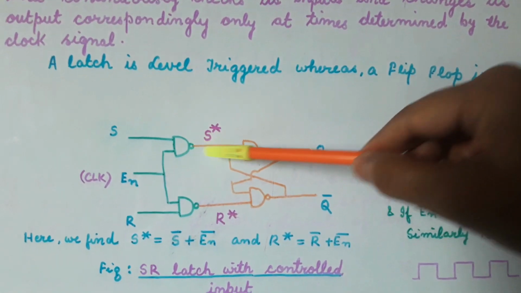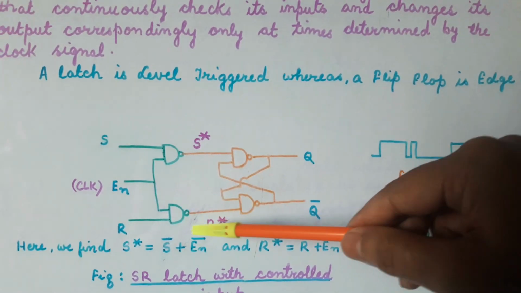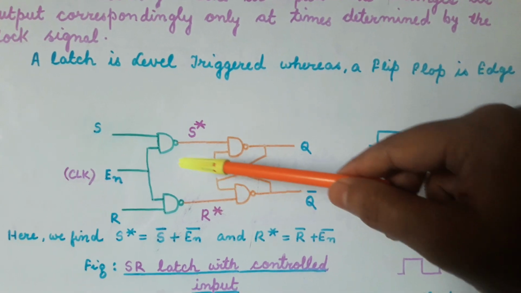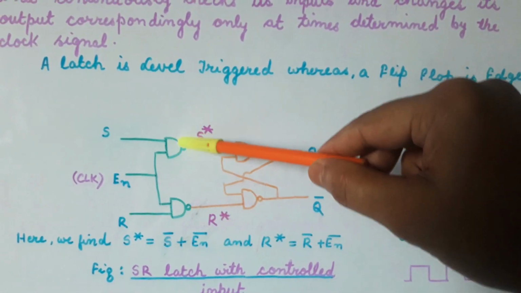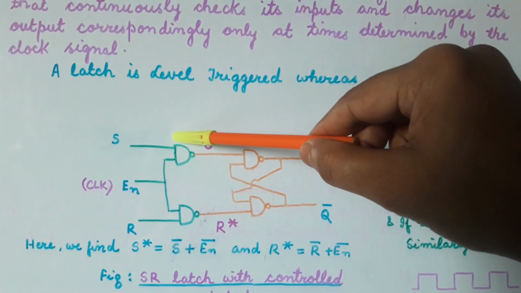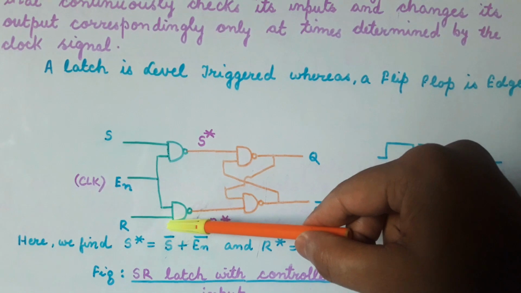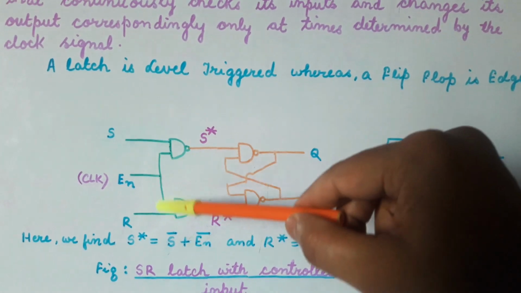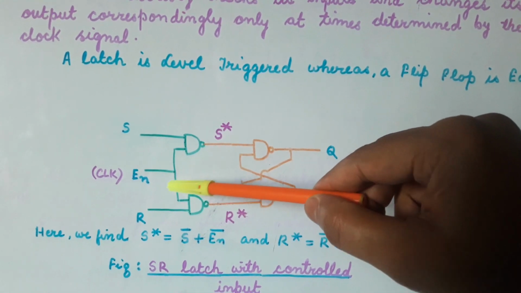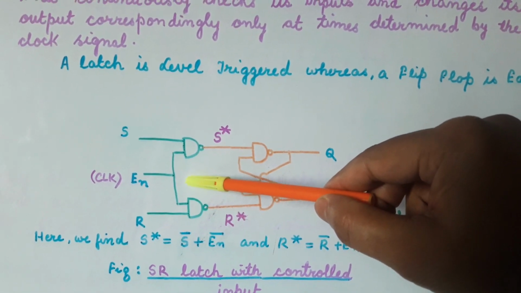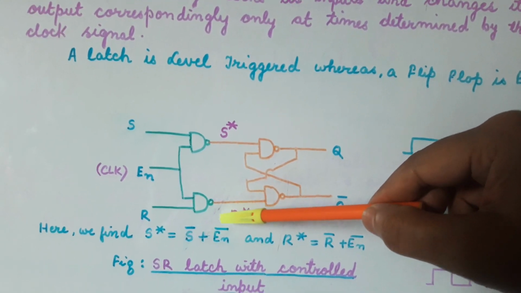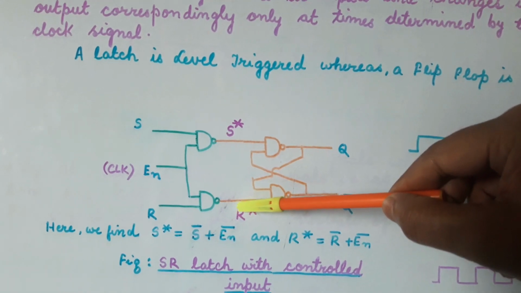The output of this NAND gate is input to this NAND gate. Similarly, the output of this NAND gate is input to this NAND gate. Now, these two NAND gates have two inputs each. One of the inputs to this NAND gate is S and one of the inputs to this NAND gate is R, and there is a common input to both of these gates which is known as the controlled input. Now, this circuit can be used as a latch as well as a flip-flop.